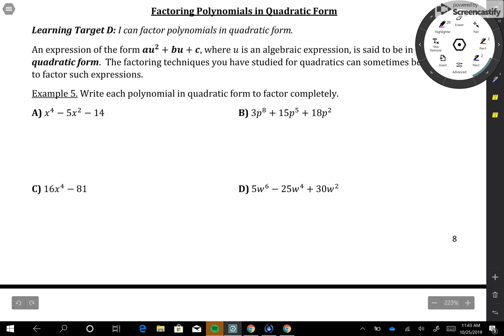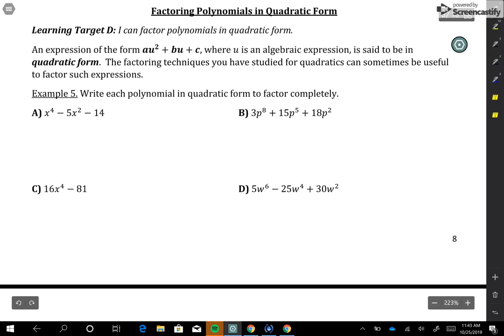Hi guys, welcome to our video lesson in which we are going to be factoring polynomials in quadratic form. So sometimes an expression of the form au squared plus bu plus c, where u is an algebraic expression, is said to be in quadratic form. The factoring techniques you have studied for quadratics can sometimes be useful to factor such expressions.